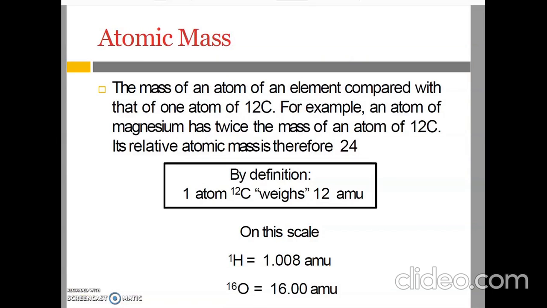So first, atomic mass. Atomic mass is the mass of an atom of an element, compared with one atom of carbon-12. For example, an atom of magnesium has twice the mass of an atom of carbon-12, so its relative atomic mass therefore becomes 24. By definition, one atom of carbon-12 weighs 12 AMU. On this scale, we know that the weight of hydrogen is 1.008 AMU, while oxygen is equal to 16 AMU.